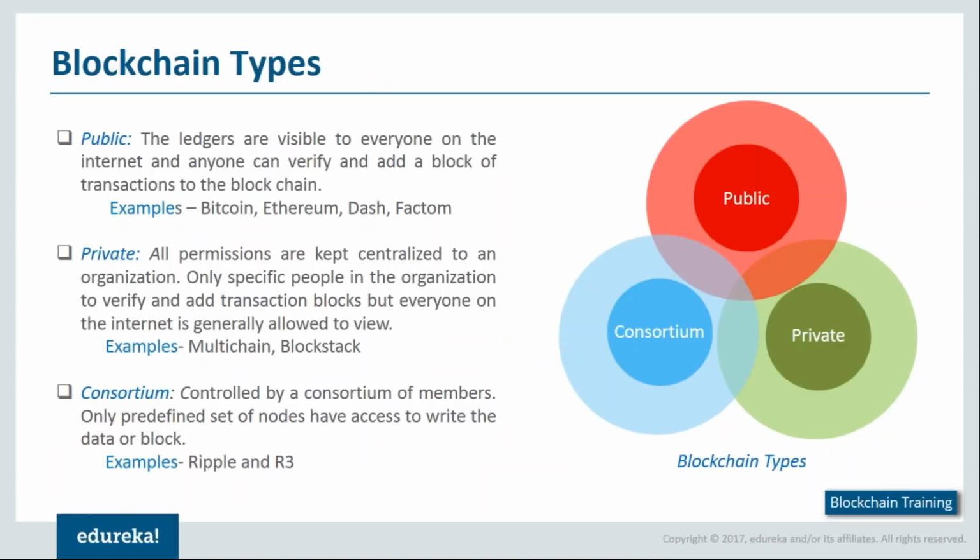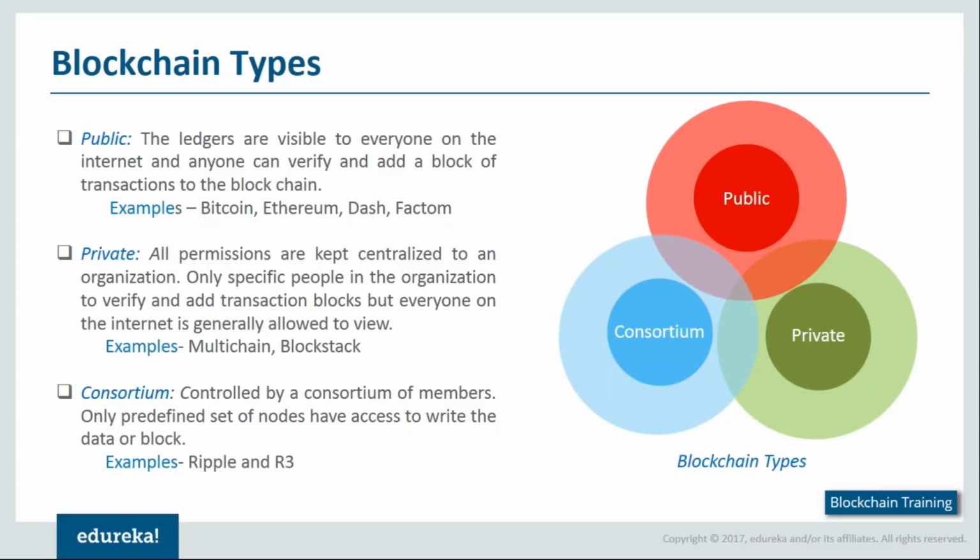Now, there are mainly three types of blockchain that can be implemented. The first is a public blockchain. Here everyone who's part of the system can view the ledger as well as add a new block of transactions. That is, you can verify any transaction and add the new block. An example of this is the Bitcoin blockchain system as well as the Ethereum, Dash and Litecoin blockchain systems. Now these are different cryptocurrencies that are being used throughout.